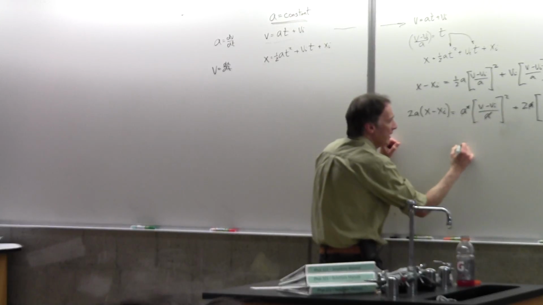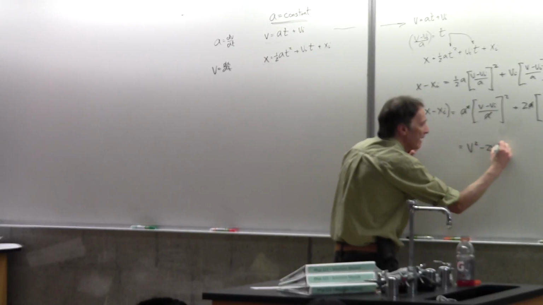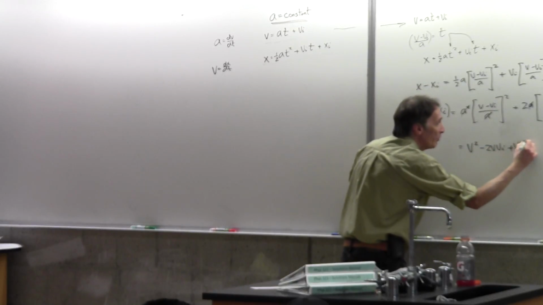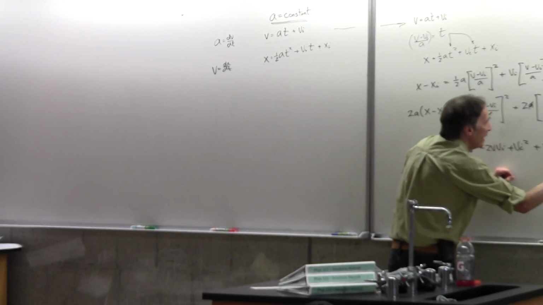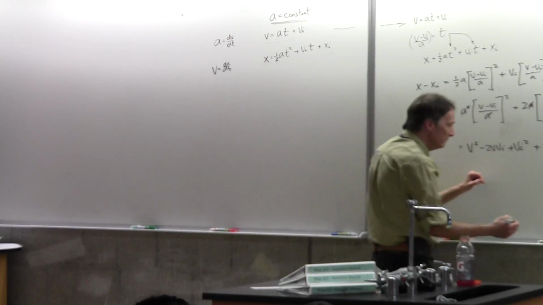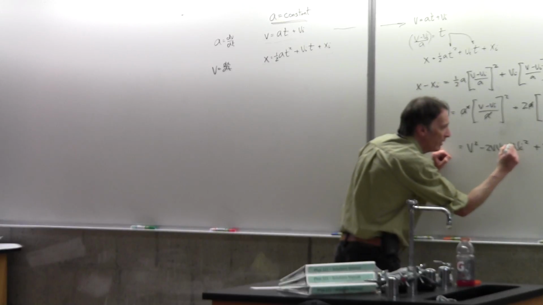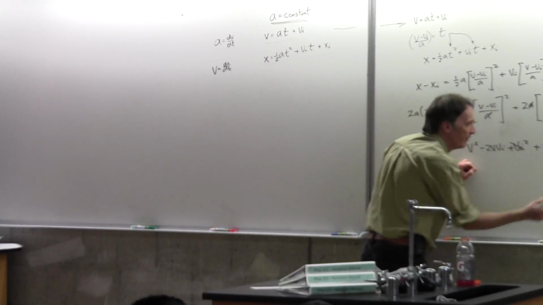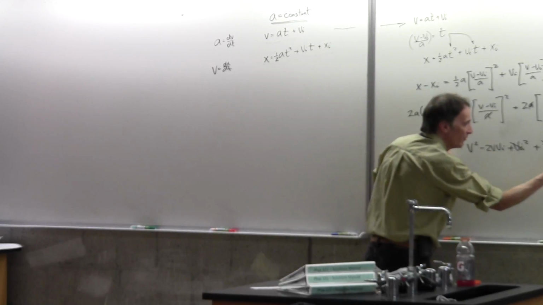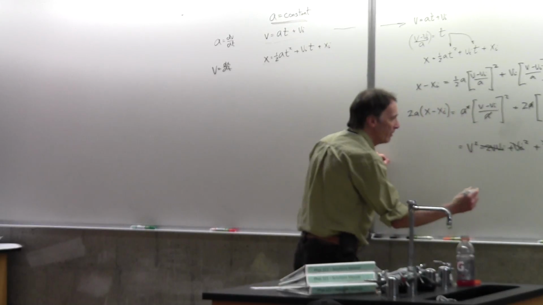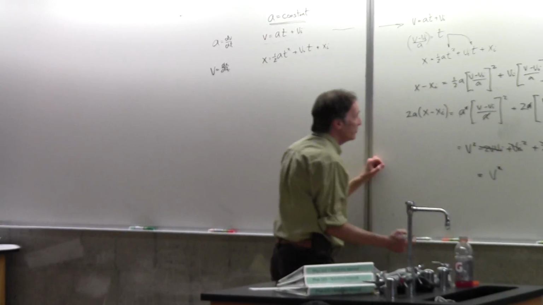And let me just expand this a little more. This is going to be v squared minus 2v times v initial plus v initial squared, plus 2 times v v initial minus 2v initial squared. Whew. Okay, this v initial squared is going to cancel with one of those. I've got a minus 2v v initial and a plus 2v v initial. These two go out. And so I'm left with, on this side, v squared minus v initial squared.